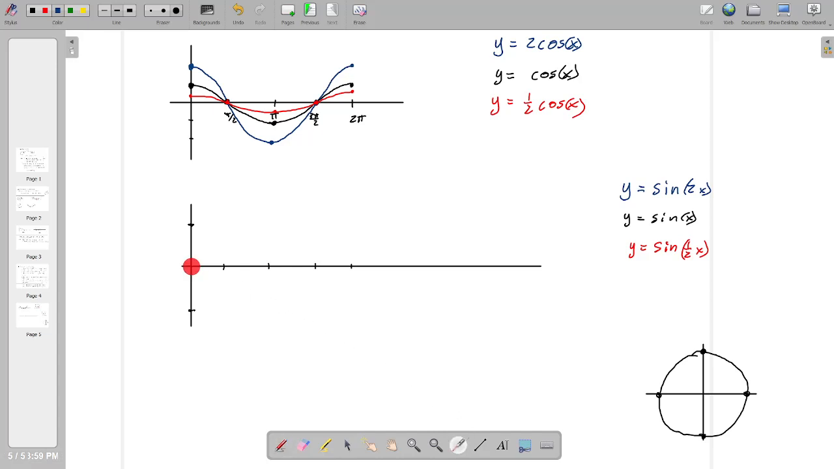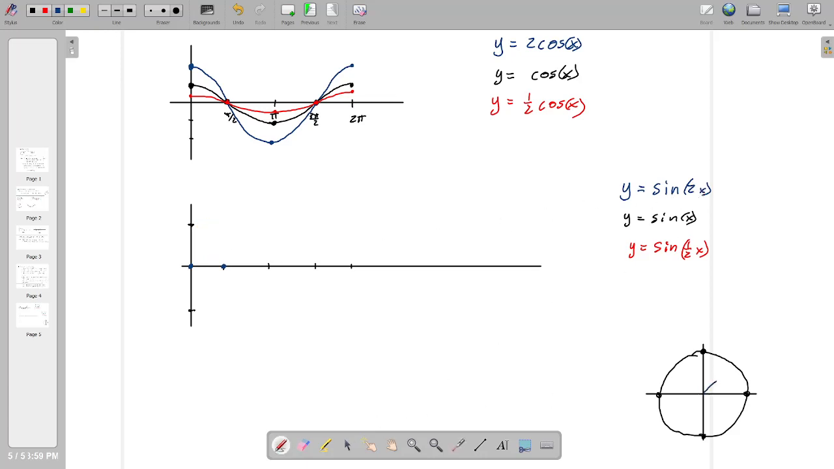So suppose that I use 0. Sine of 2 times 0 is still sine of 0. So we still start here at 0. If my t is pi over 2, though, then sine of pi over 2 times 2 is sine of pi. So we're actually going to hit 0 here as well. In order to get the maximum value, to get up to 1, we need to use pi over 4 instead.